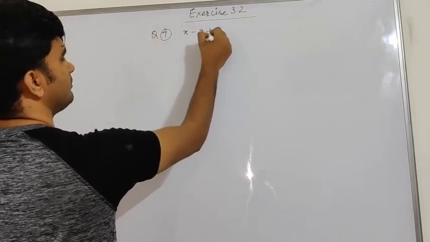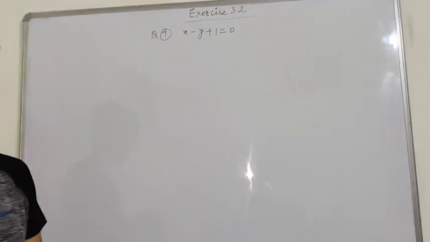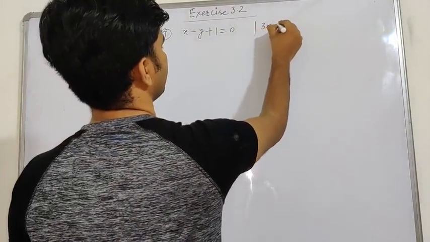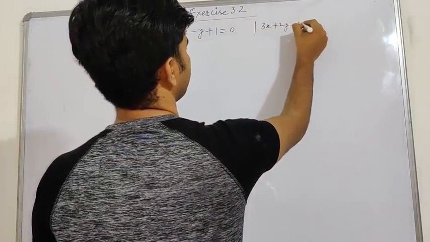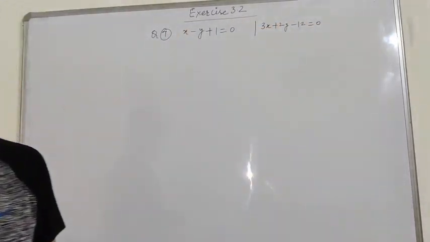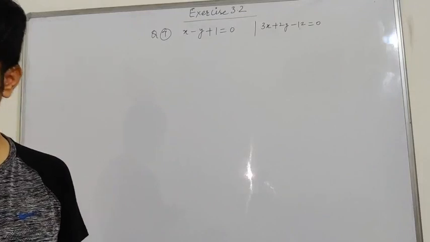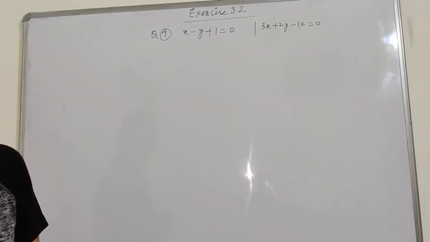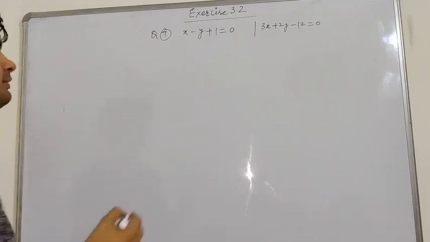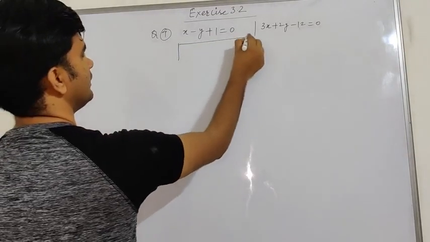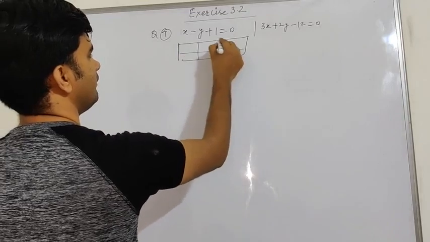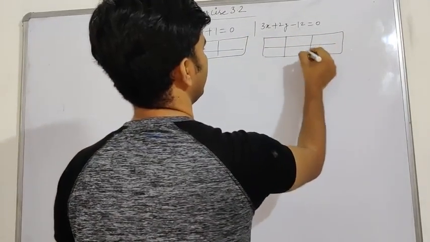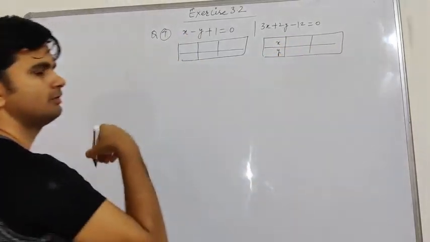The next equations are x - y + 1 = 0 and 3x + 2y - 12 = 0. Determine the coordinates of the vertices of the triangle formed by these lines and the x-axis, and shade the triangular region. See, again I will make a table. Then I will find two different values of x and y.